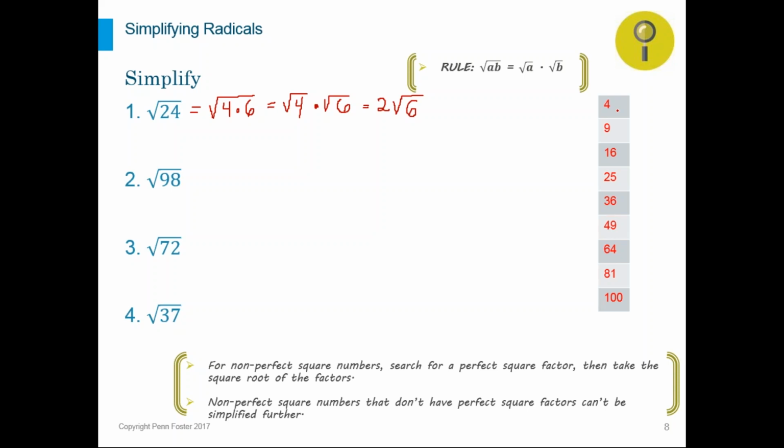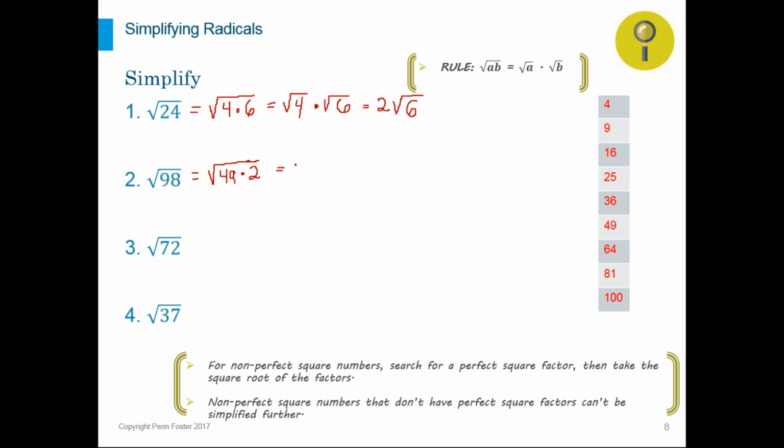Now I know that 49 is a perfect square, and it is a perfect square factor of 98 because when I did the division, it gave me a whole number, 2. Then I can go ahead and break down the 98 to 49 times 2.